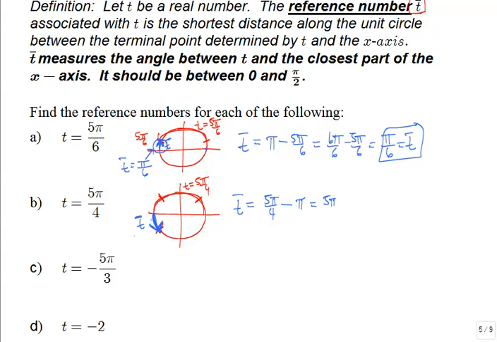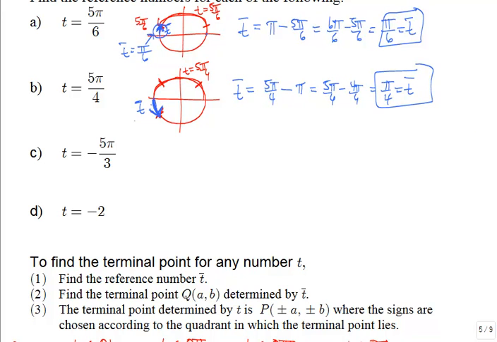Let's get a common denominator. 4 pi over 4 is the same as pi, so 5 pi over 4 minus 4 pi over 4 is equal to pi over 4. So we would say that our reference angle is pi over 4. So the terminal point for this stopping point would be the same as the terminal point for this pi over 4 angle, but we would adjust it to be in quadrant 3 because that's where this ending point stopped. Alright, let's try another example.